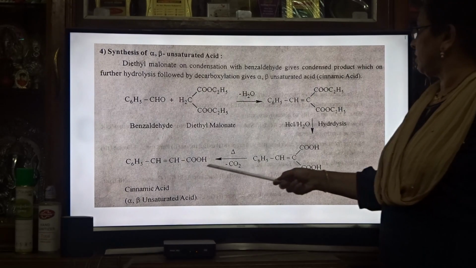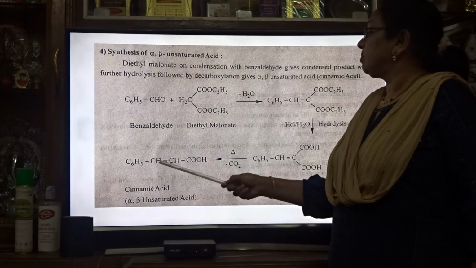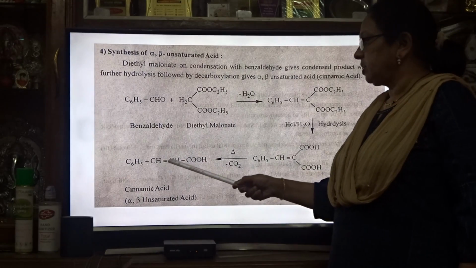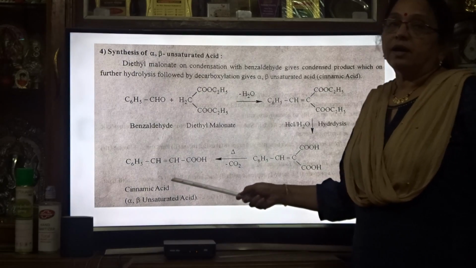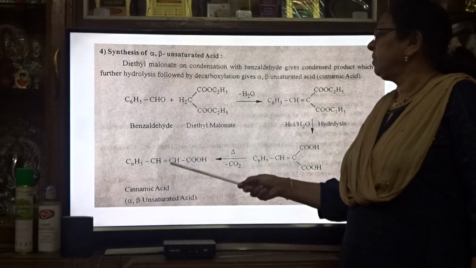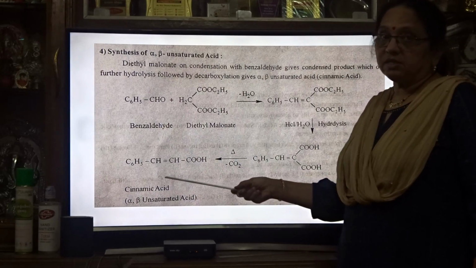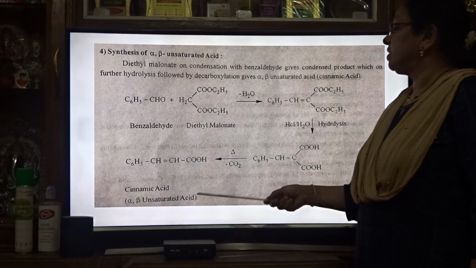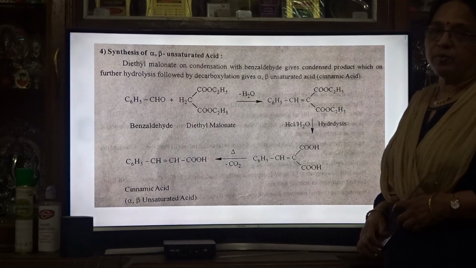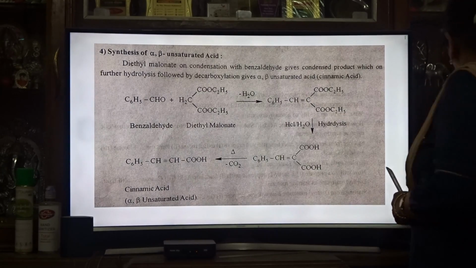Then here we are getting the alpha and beta. This is alpha carbon, beta carbon, and a double bond is there. So it is alpha beta unsaturated acid, an aromatic unsaturated acid. It is aromatic because C6H5, the aromatic benzyl group, is there. Then it is CH=CH. This is unsaturated acid. So alpha beta unsaturated acid, its name is cinnamic acid. So from diethyl malonate you can also prepare alpha beta unsaturated acid. Here the example given is cinnamic acid.